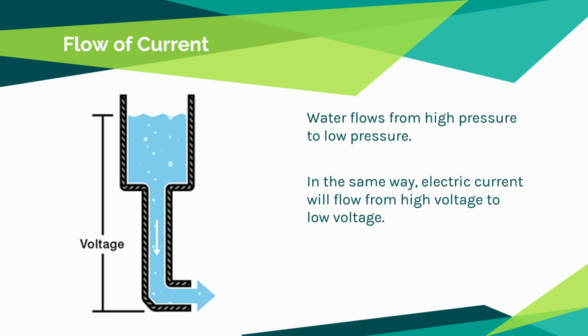Flow of current. A helpful comparison is water flow. Water flows from high pressure to low pressure. In a similar way, electric current flows because of a difference in electrical potential, moving from high voltage to low voltage.